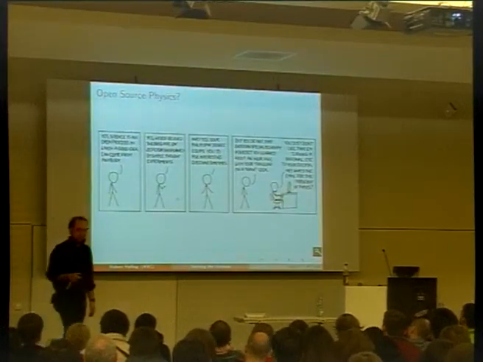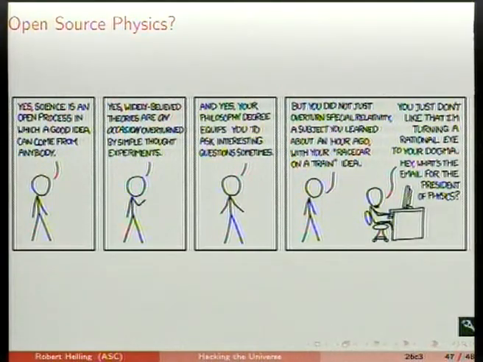So that's the end, so I had to include a cartoon as well. Yes, science is an open process in which a good idea can come from anybody. Yes, widely believed theories are on occasion overturned by simple thought experiments. And yes, your philosophy degree equips you to ask interesting questions sometimes. But you do not just overturn special relativity, a subject you learned about an hour ago, with your race car on a train idea. You just don't like that I'm turning a rational eye on your dogma. Hey, what's the email for the president of physics?